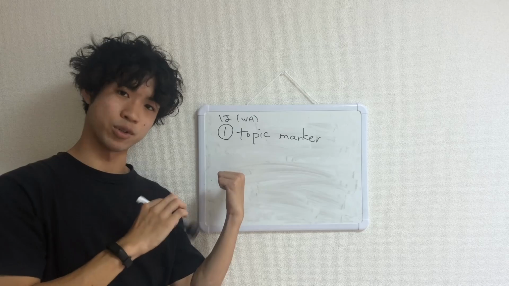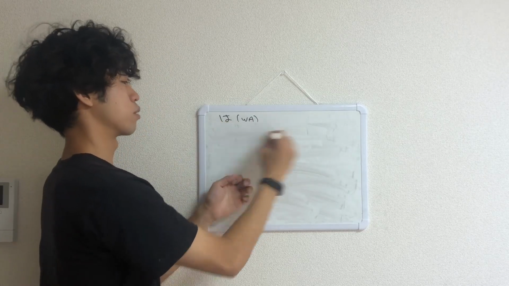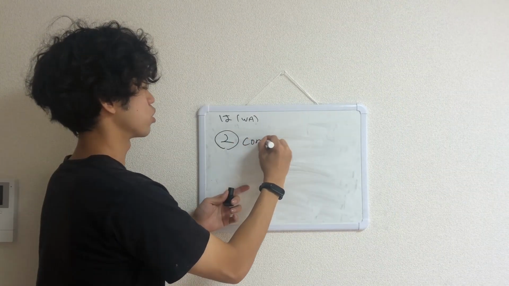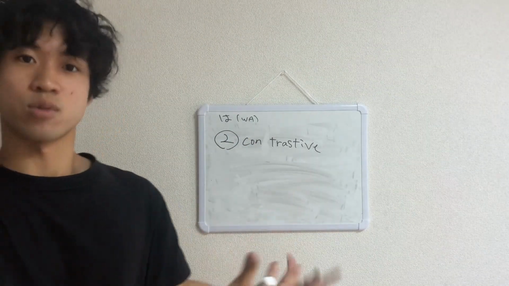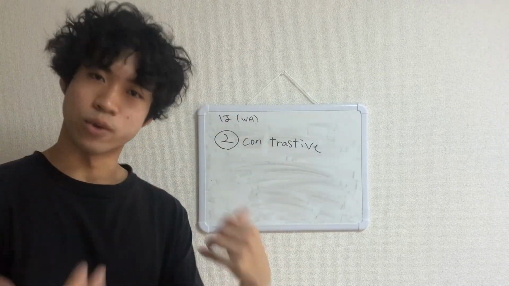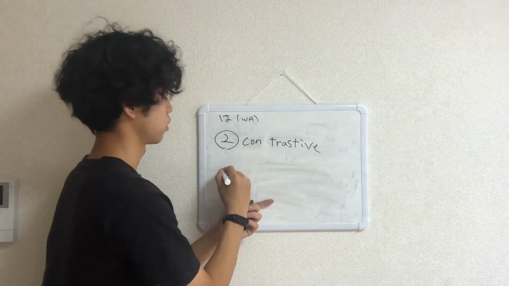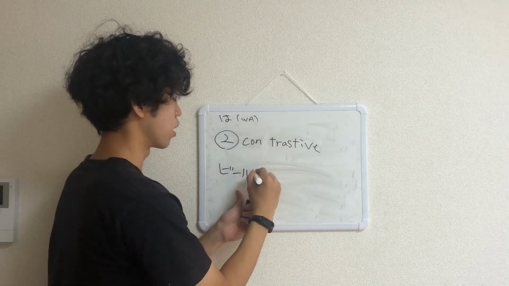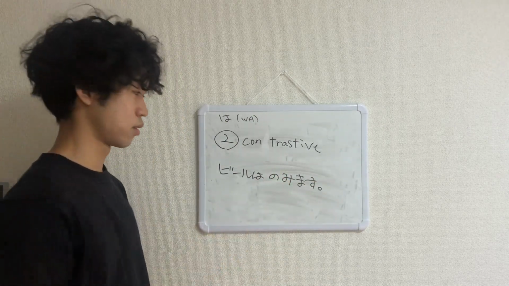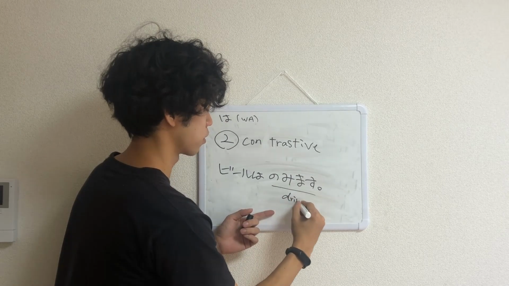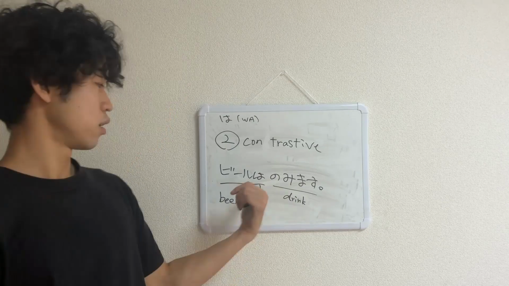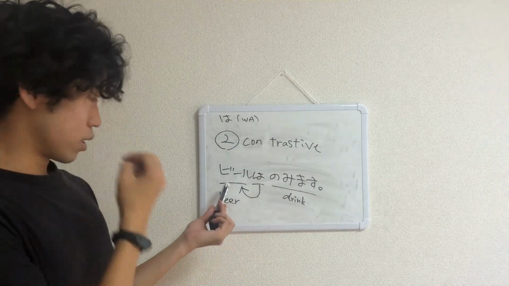Number 1. Okay, I'm gonna erase this because I need space to talk about number 2, which is contrastive. So, contrast, in contrast. As the name suggests, wa suggests difference. What do I mean by that? Let's look at the example. ビールは飲みます。Drink. ビール is beer, and wa is a particle. So this wa emphasizes beer.